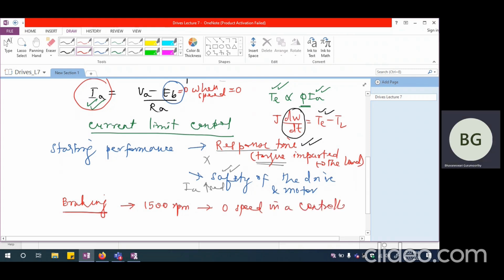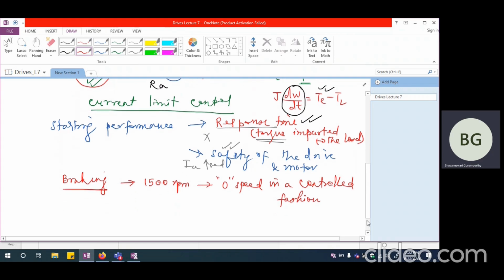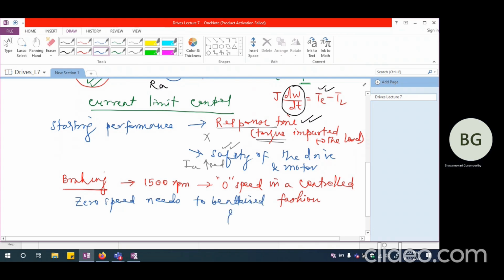So that's what we mean by braking. When you want the motor to achieve zero speed right away, let us say you are in an electric vehicle and you want to avert an accident, obviously it has to brake as quickly as possible, and zero speed needs to be attained really quickly.